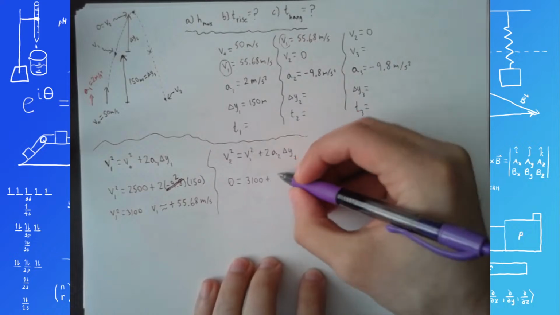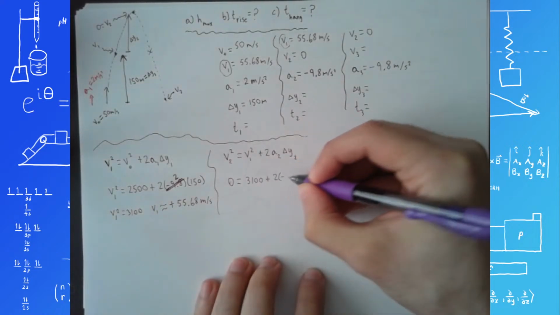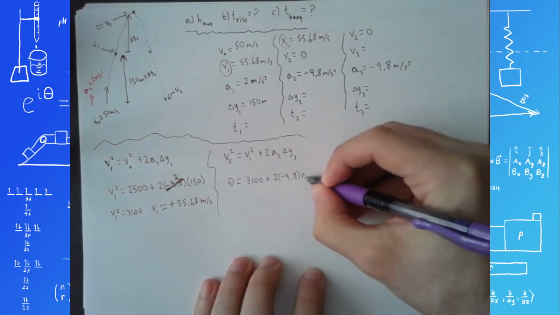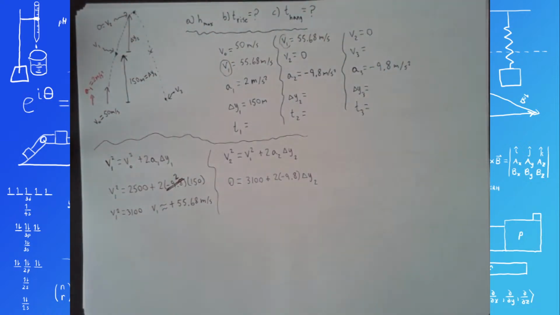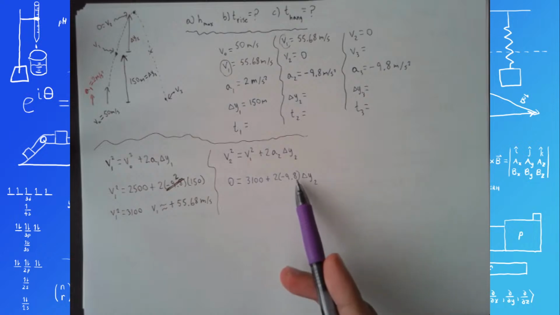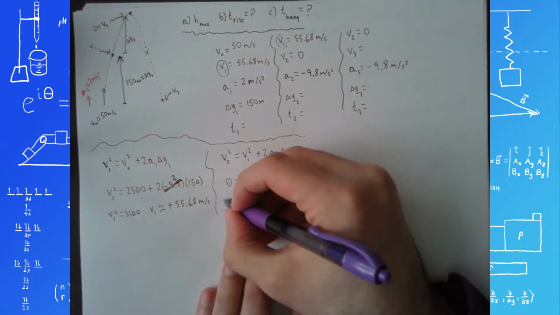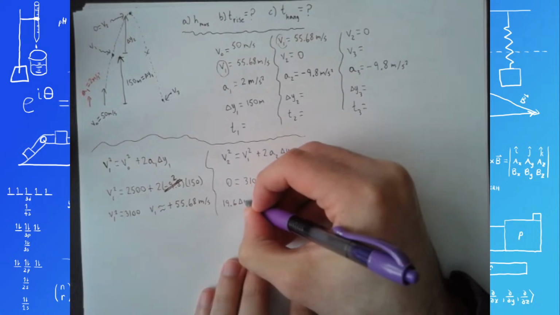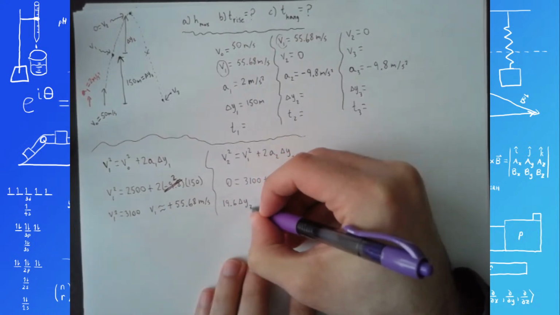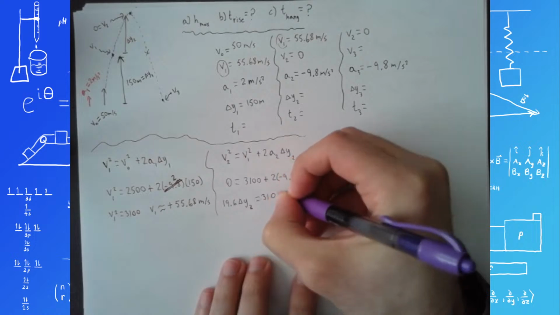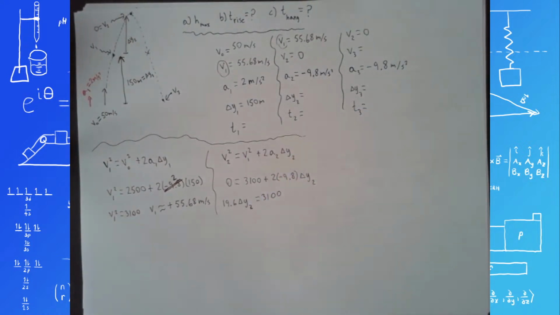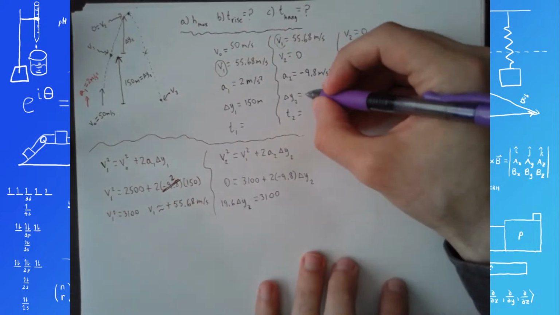Okay, and then plus 2 times negative 9.8 times delta y2. So that's going to be negative 19.6 delta y2. If I add 19.6 delta y2 to both sides, then I end up with 19.6 of delta y2 is equal to 3,100. And if I go ahead and divide both sides by 19.6, I get 158.16.